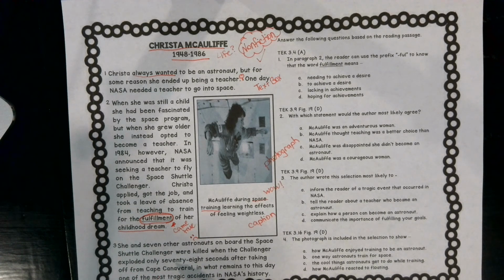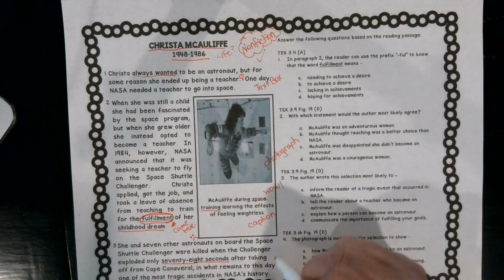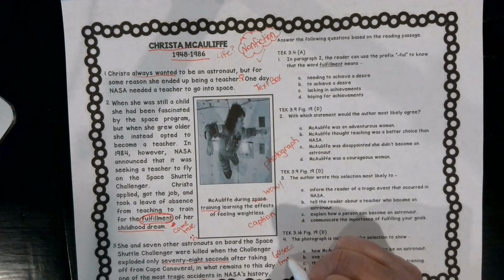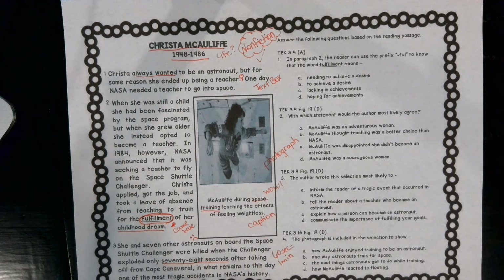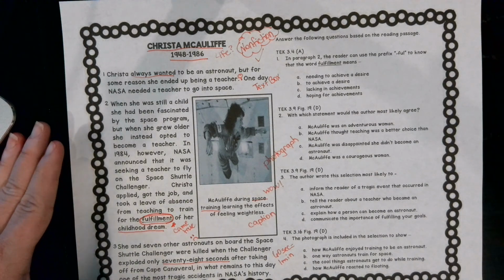Then, after she was an astronaut, it says she and 7 other astronauts were killed. Wow, 78 seconds. Do you know how long that is? There are 60 seconds in 1 minute. They weren't up for very long at all, were they? 60 seconds is 1 minute. Oh, that is so sad. That's definitely a tragic accident.